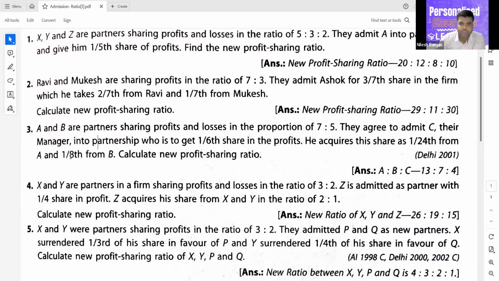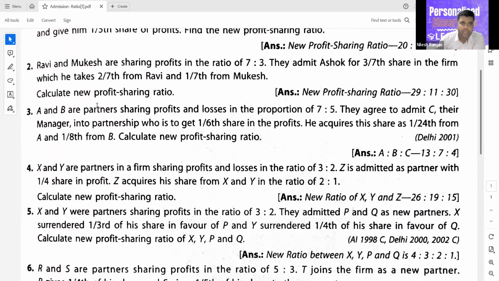Yes. Question number 3, you can see here. A and B are partners sharing profit and loss in the ratio of 7:5. They agree to admit C, their manager, into partnership, who is to get 1/6 share in the profit. He acquires his share as 1/24 from A and 1/8 from B. Calculate the new profit sharing ratio.